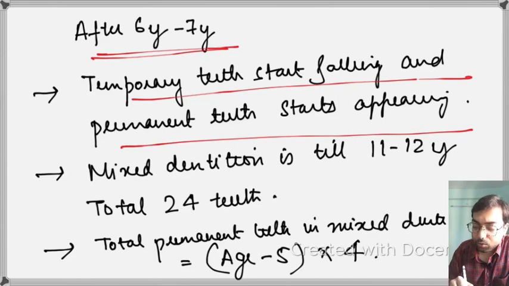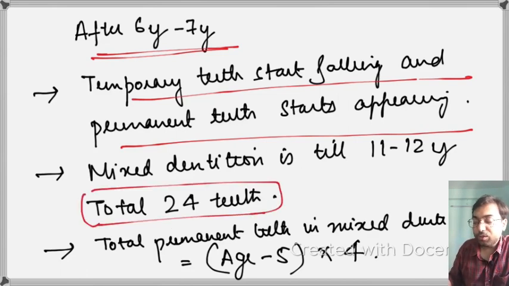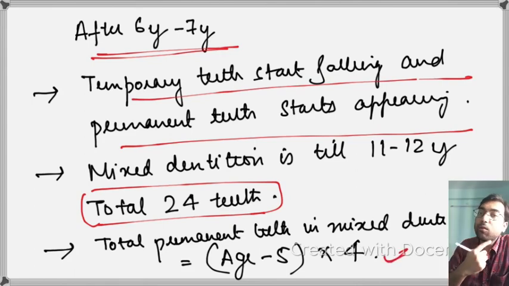In mixed dentition there are a total of 24 teeth, and there is an MCQ where it has been asked to calculate the total number of permanent teeth in mixed dentition. The formula is very easy: age minus 5 into 4. The 4 is for all the quadrants. Age minus 5 into 4.